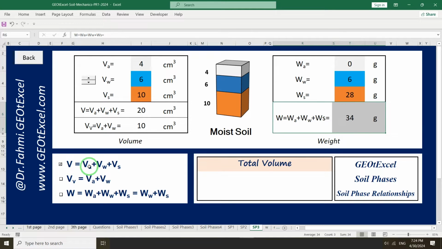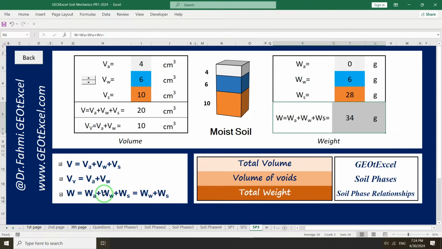Total volume. Volume of voids is equal to VA plus VW. Total weight.